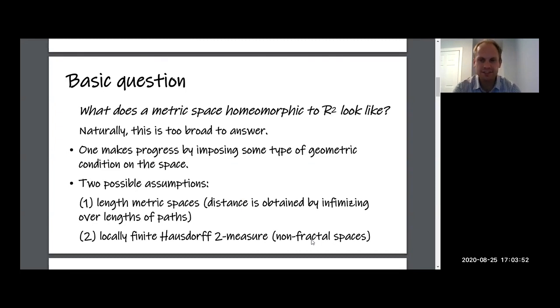you might assume that you have a length metric space. That just means that the distance is obtained by infimizing over lengths of paths. And then another possibility is just to assume that you have a space of locally finite Hausdorff two measure. That would rule out, say, a fractal space. And that would be important if you want to use analytic techniques to study them.